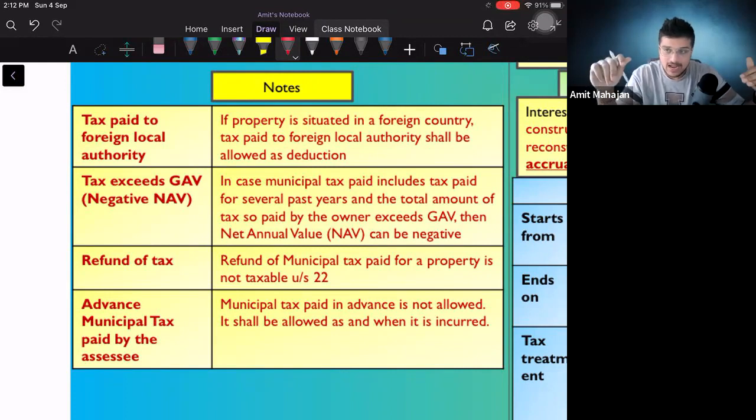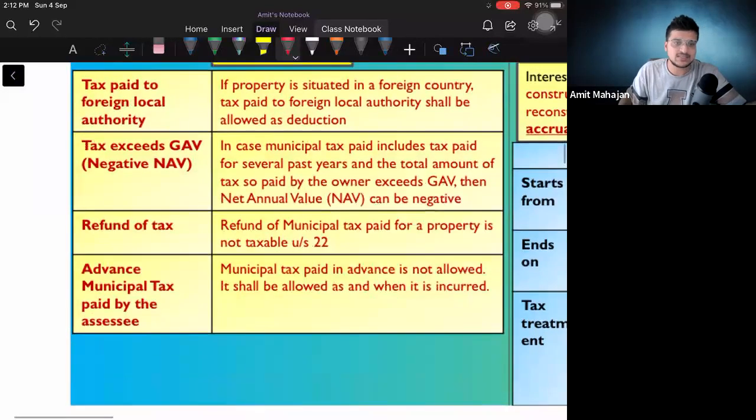Where I have some GAV, for example, 1 lakh, and I have paid the municipal taxes for the last 30 years in the current year, so my municipal taxes are going to be huge. Whenever I subtract these municipal taxes from GAV, I will get negative NAV. Whenever your cost is more than your income, so in case the municipal tax paid includes tax paid for several past years, and the total amount of tax so paid by the owner exceeds the GAV, then the net annual value can be negative.